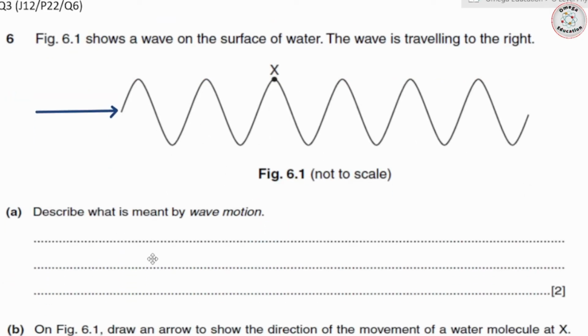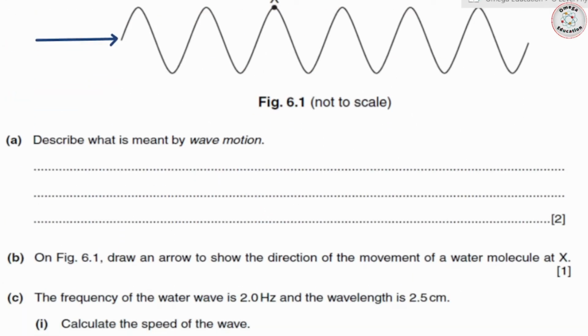Describe what is meant by the wave motion for 2 marks. Now the thing is, to be very honest, I tell my students every time that we are preparing for the O-level physics program, and when you're approaching the theoretical questions, you need to ensure that you write the terms which are recommended, which are encouraged by the examiner, which are written in the marking scheme.